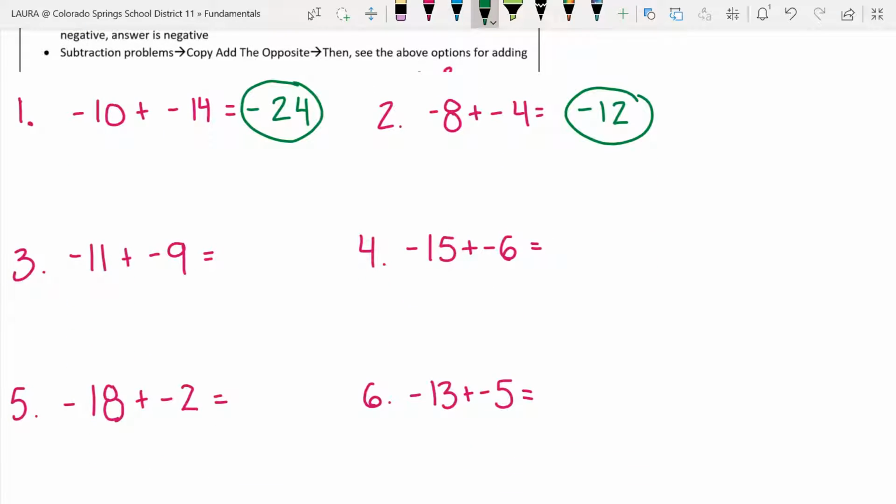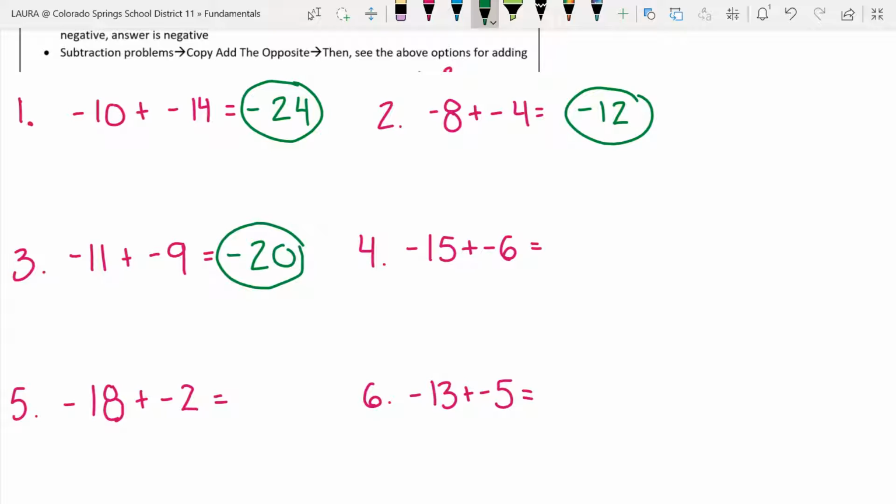Question 3, -11 plus -9. Again, I'm adding because there's a plus sign and both numbers are negative. So I just add like normal. 11 plus 9, well, that's 20. And I just keep my answer negative. So it stays -20.